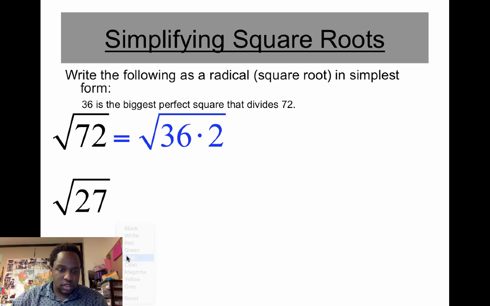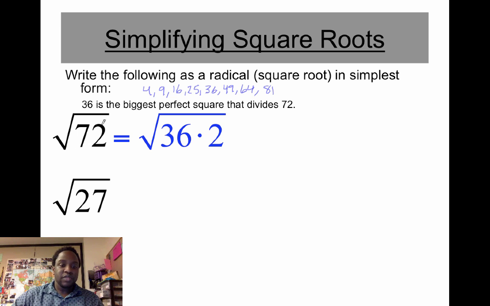So we have 4, 9, 16, 25, 36, 49, and 64. Obviously, 81 is not going to go into 72 evenly, 64 wouldn't, 49 wouldn't. But what I can do is look for a number divided by 2.